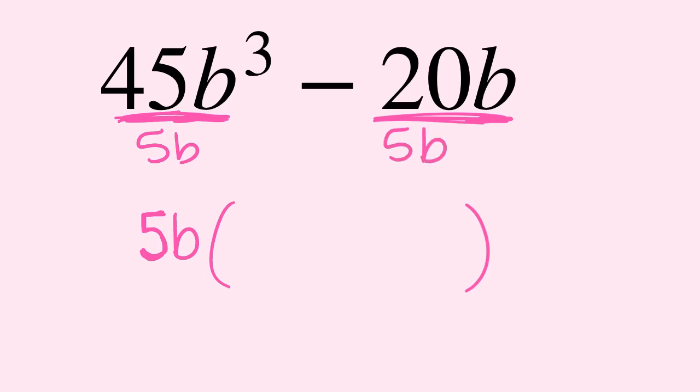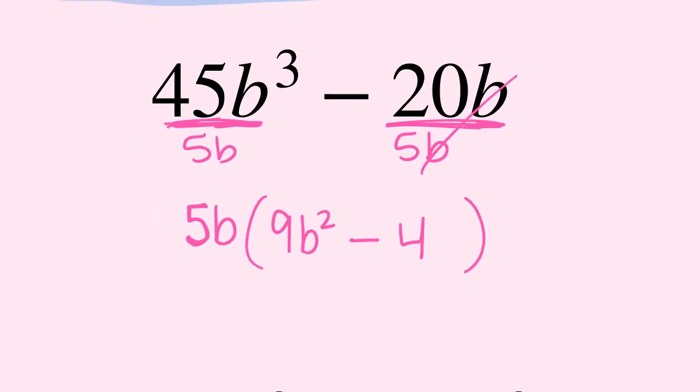And let's see what we have left. 45 divided by 5, well, that's 9. And we would have 2 of the b's left over, right? So it'd be b squared. And then let's see, 20 divided by 5 is 4, so we'll put minus 4. And the b's would just cancel, so that would just be minus 4.